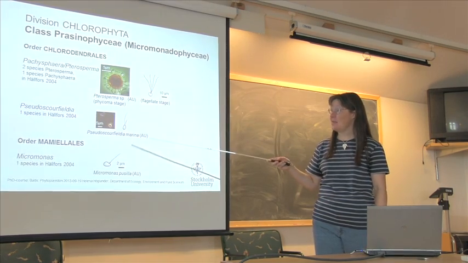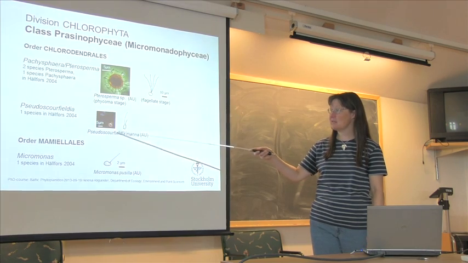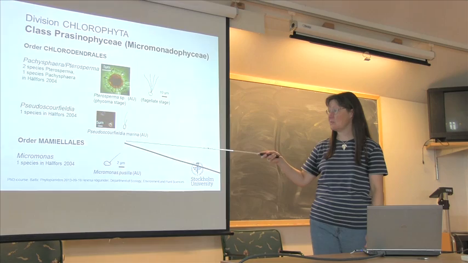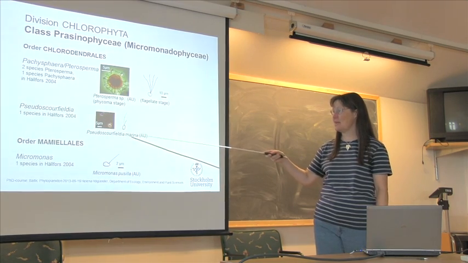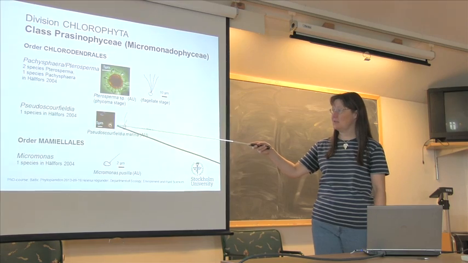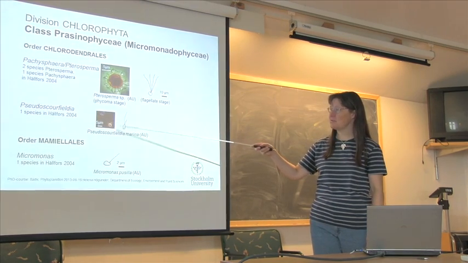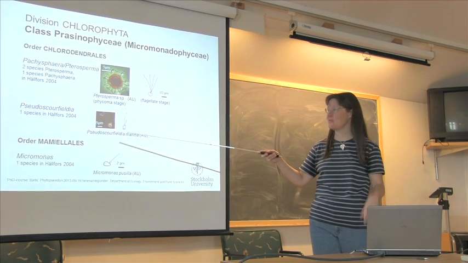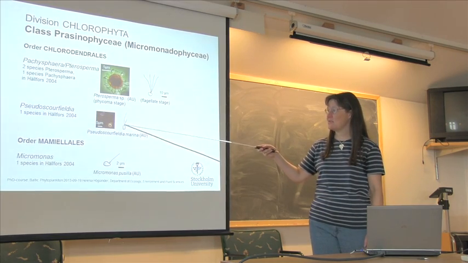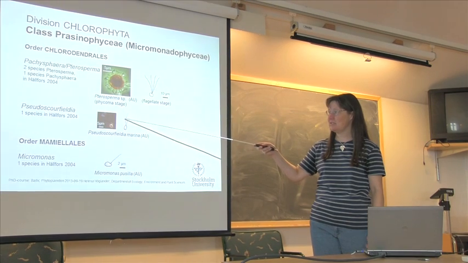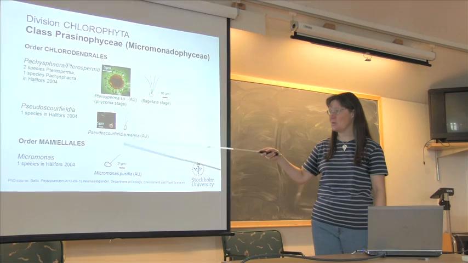And then we have very small species, this Pseudoscourfieldia marina, and it was difficult to take a good photo of it because it's quite small, just a couple of microns big, but it has two flagella, unevenly long, one longer and one smaller.